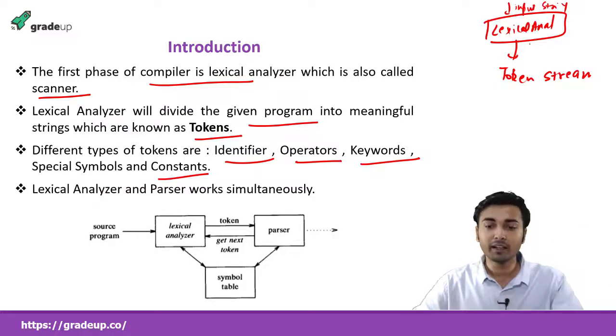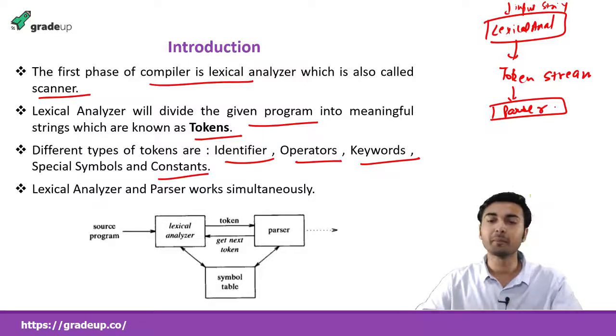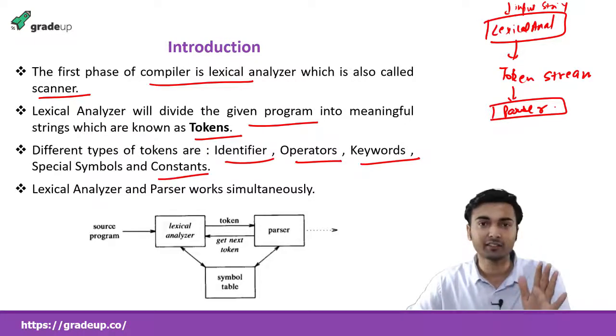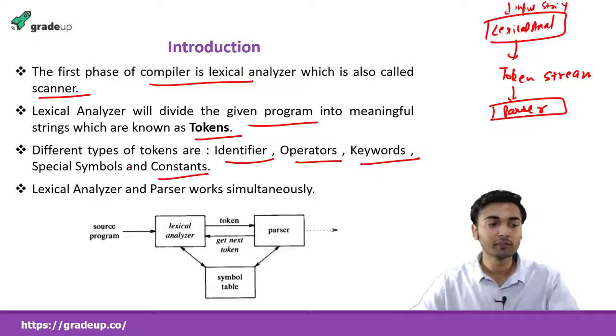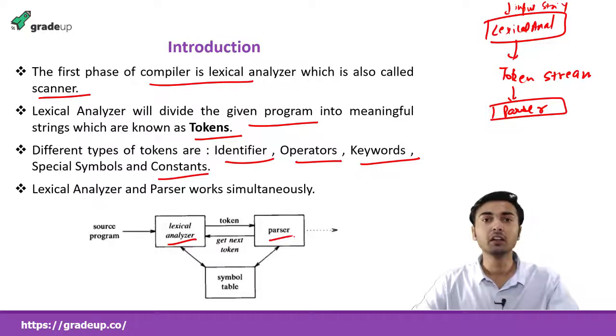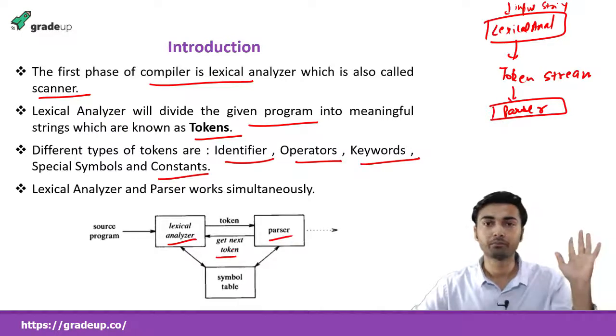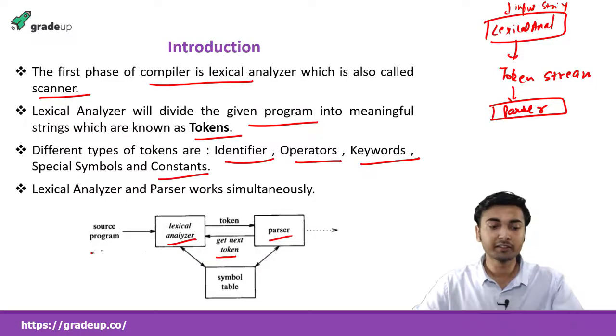Now the next phase after lexical analyzer is parser, or sorry, syntax analyzer. Syntax analyzer or parser, both are the same thing, different names. So lexical analyzer and parser work simultaneously. Why simultaneously? When a parser says give next token, the parser demands a token. When a parser demands a token, only then does the lexical analyzer scan your source program and produce a token.